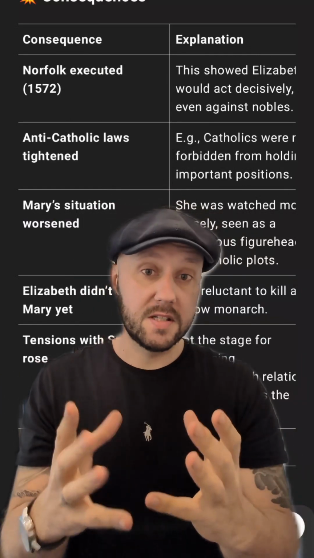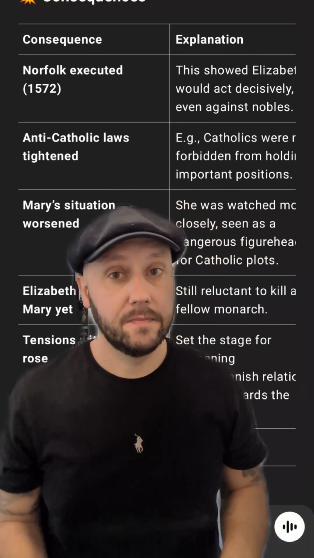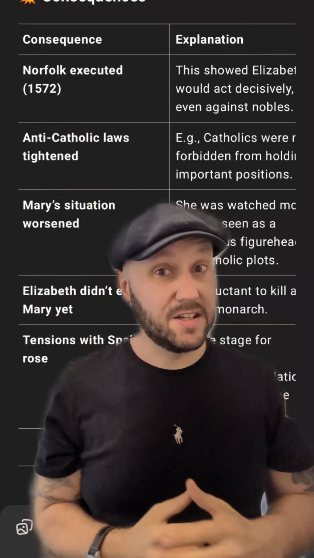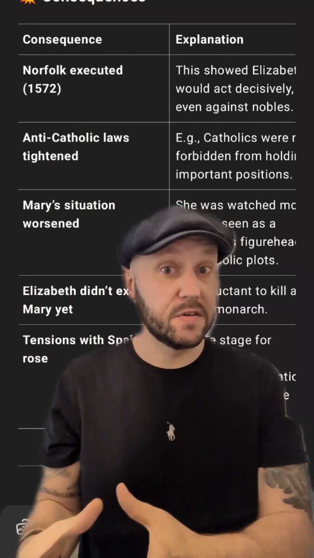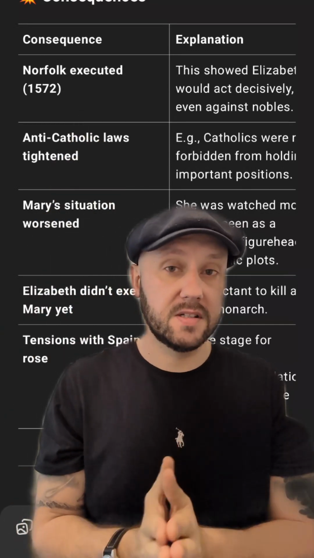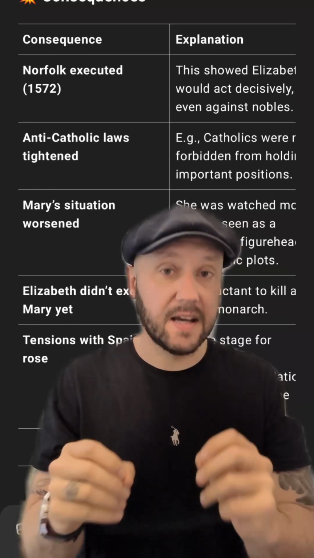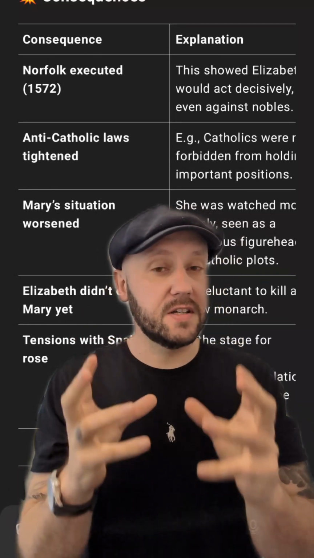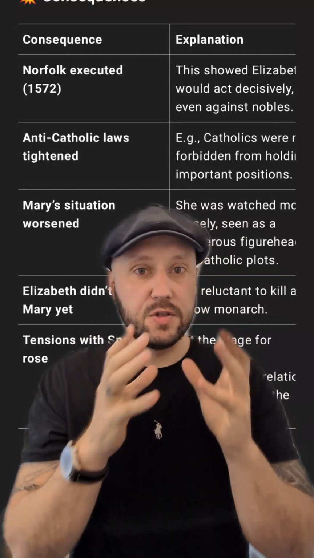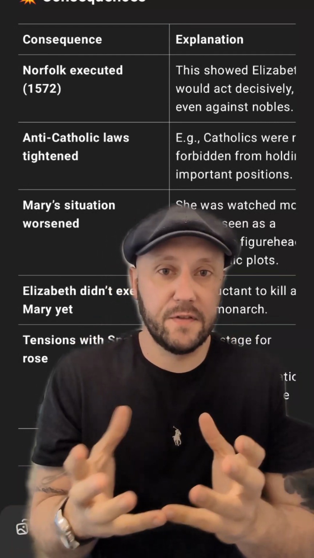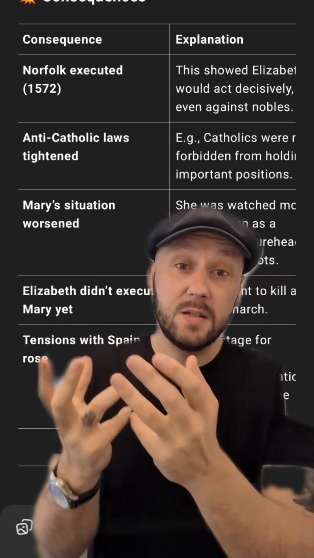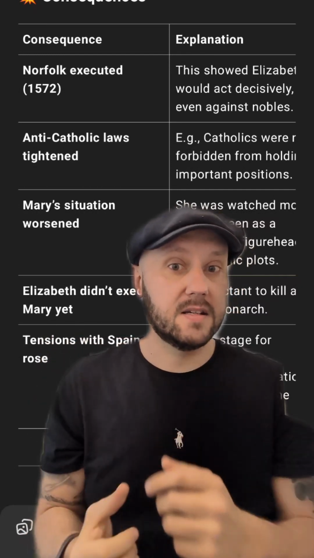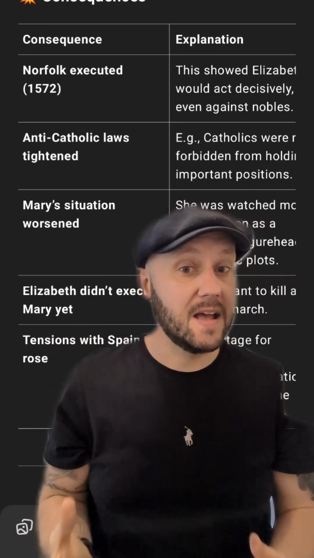So, what were the consequences of the Ridolfi Plot? Well, the Duke of Norfolk was executed in 1572. I've already commented on that, but that is a major, major consequence. Elizabeth tightens anti-Catholic laws. Mary Queen of Scots' situation worsened. She's still under house arrest, and it gets even more severe. She's watched more closely. She's allowed fewer freedoms. However, Elizabeth didn't execute Mary yet, and tensions with Spain escalate.